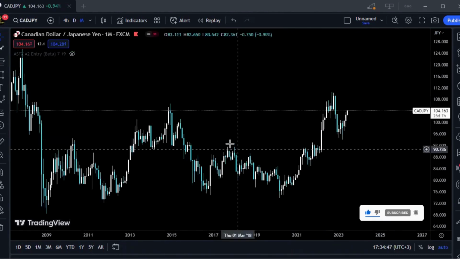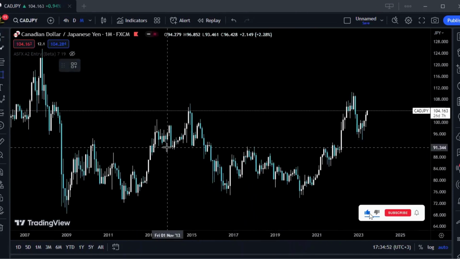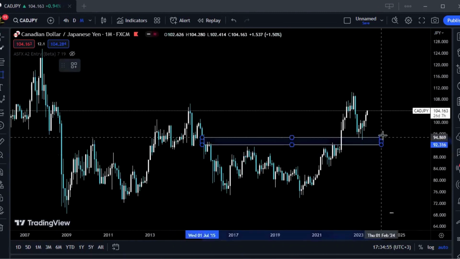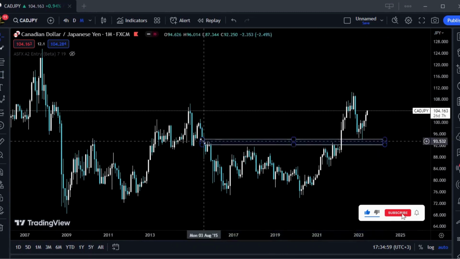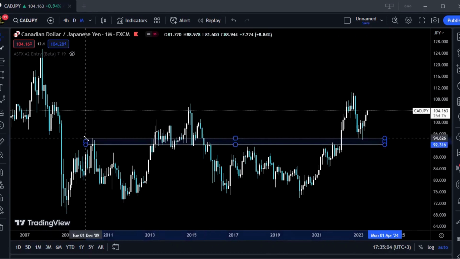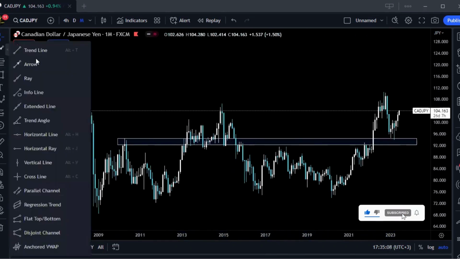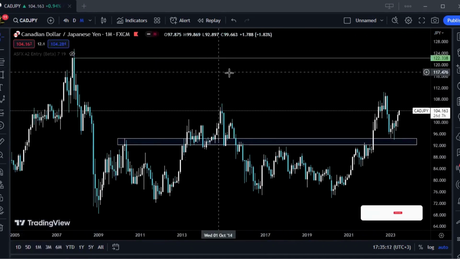CADJPY, same thing applies, inversely correlated to JPYX. So JPYX is dumping. What's happening to CADJPY? Obviously buying. We have to cover at least all these lows, right? So CADJPY, the next targets that we'll be aiming for are these highs up here.